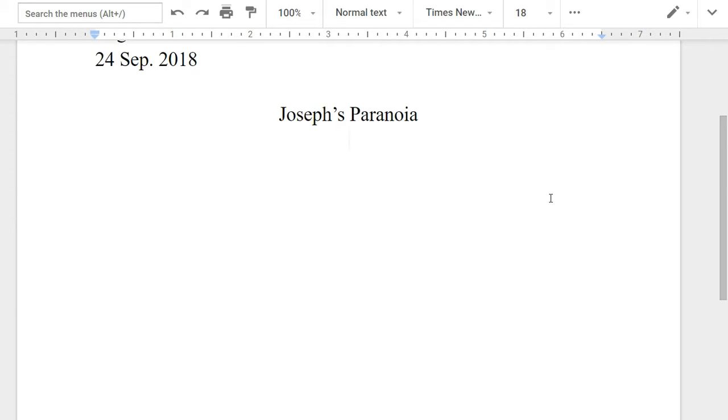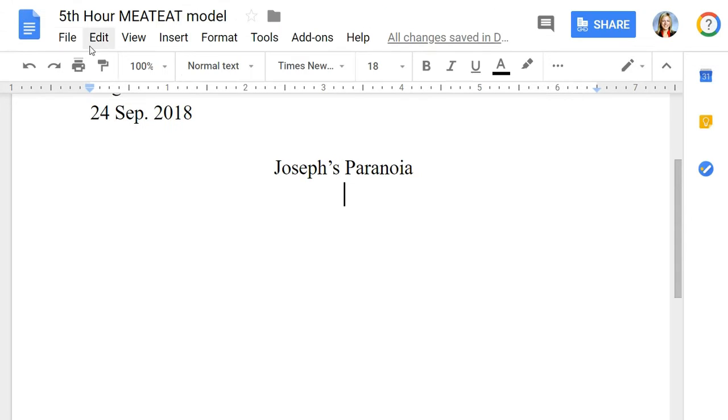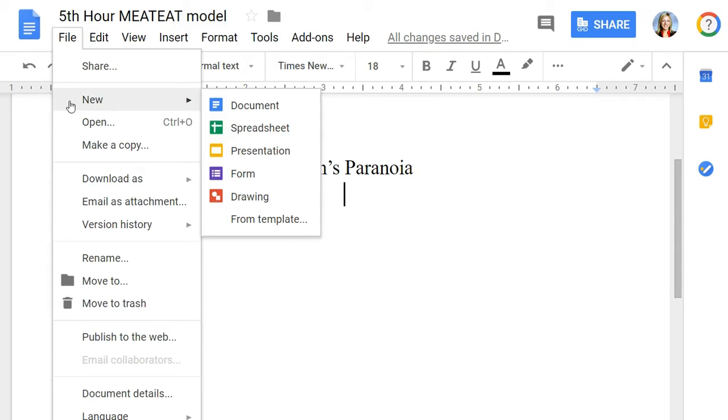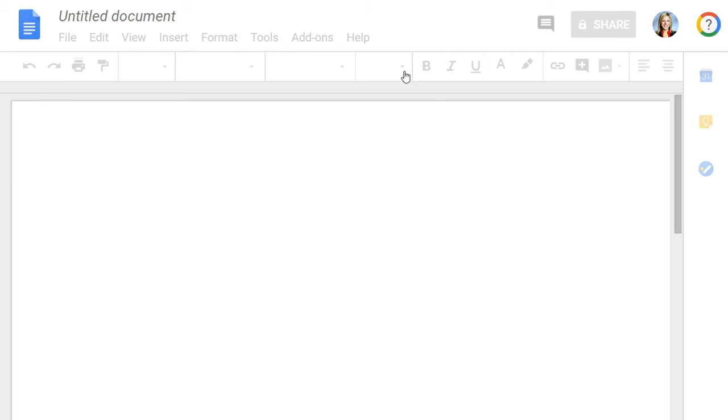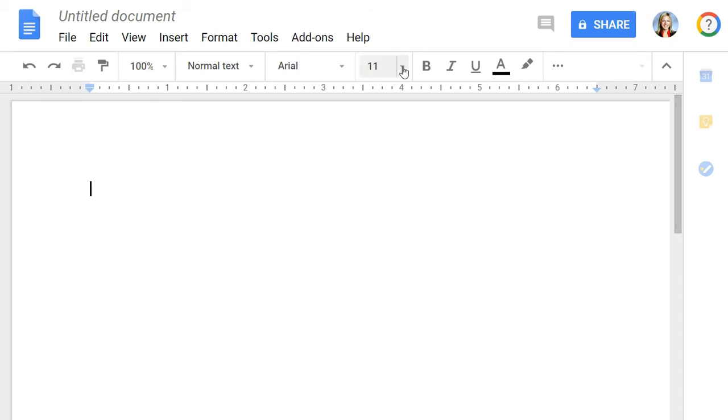It's TAG. You use TAG to remember how to introduce your sources. Does anyone know what TAG stands for? TAG is going to stand for title, author, and genre. So most of you probably know what title and author mean, but does anyone have an idea what genre could mean?